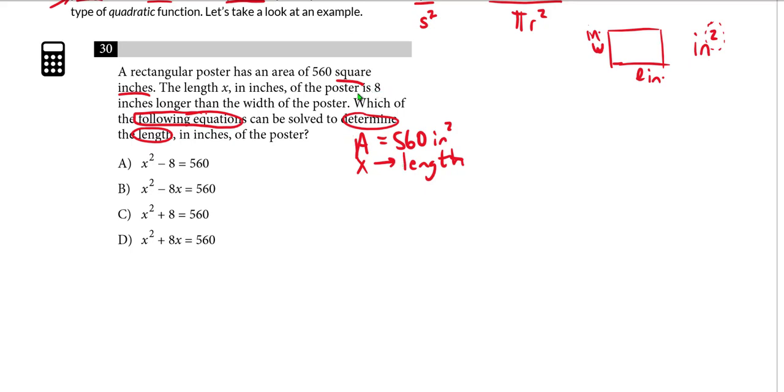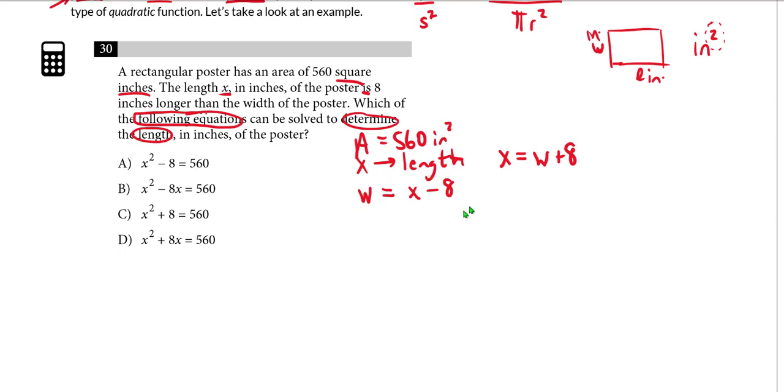They also tell us, this is probably the key here, they say the length is 8 inches longer than the width. That means that the width equals the length, which is x, minus 8, right? The length is 8 inches longer than the width. So the other way we could write that, I should actually just translate this purely, the length x is 8 inches longer than the width. So that's width plus 8.